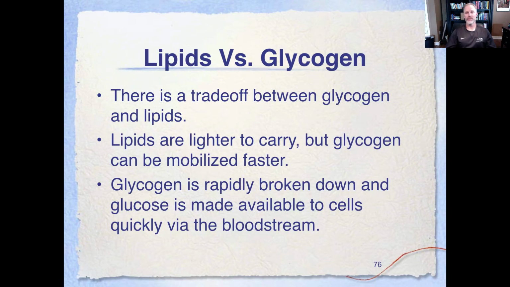And then we talked about some of the other advantages that the lipids give us in terms of insulation, protection of the body, and that sort of thing. Now, some of the trade-off of lipids versus glycogen: the lipids are easier to carry, they're lightweight, they've got more energy, but the glycogen is a lot more easily called upon to get into the bloodstream for quick energy.